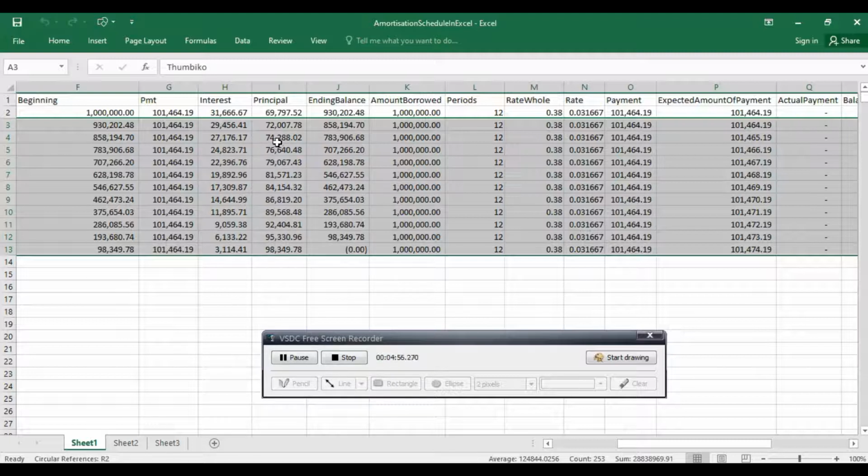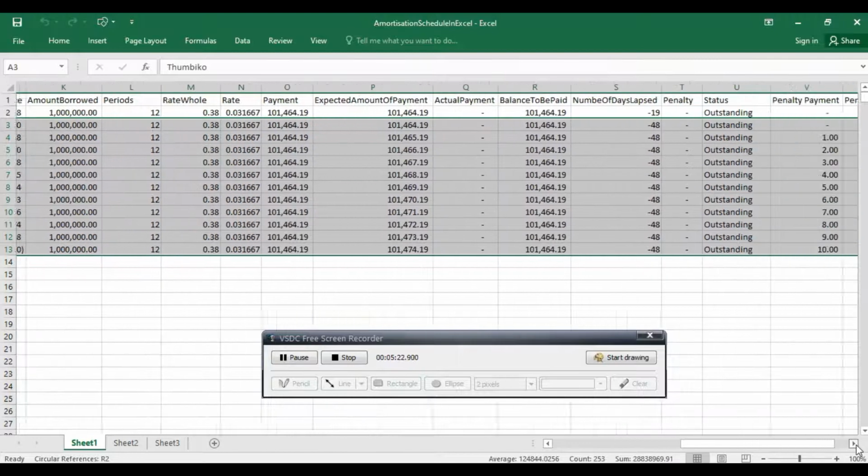If you critically analyze the trend of both the principal and interest, you see that with each successive period, the principal is increasing, whereas the interest is decreasing. So in short, this is the amortization schedule. This is how the loan has to be serviced.